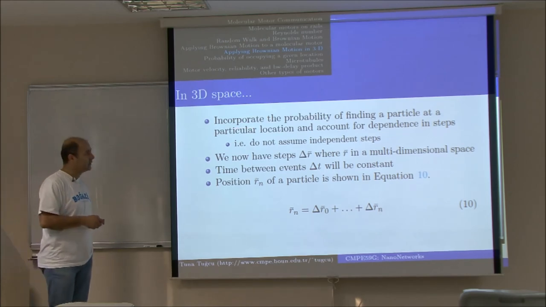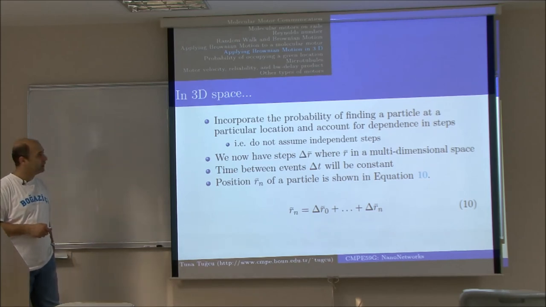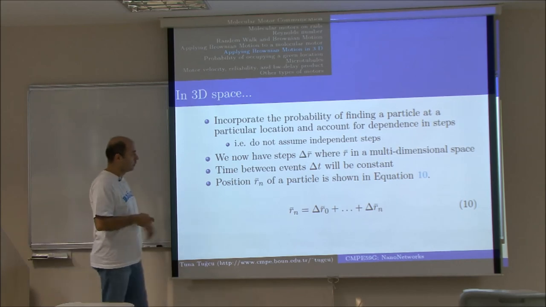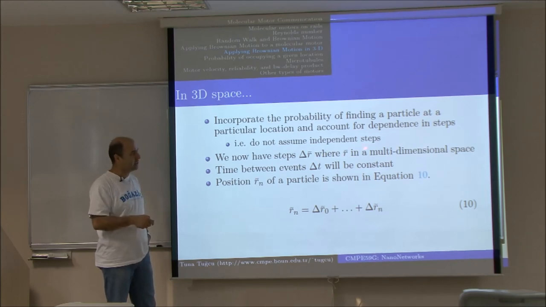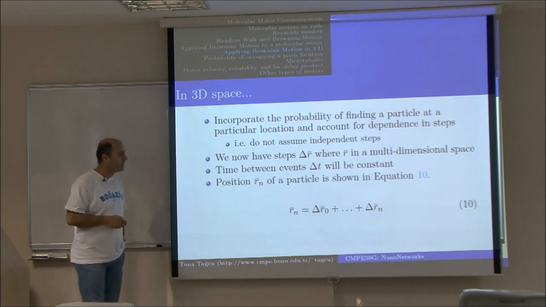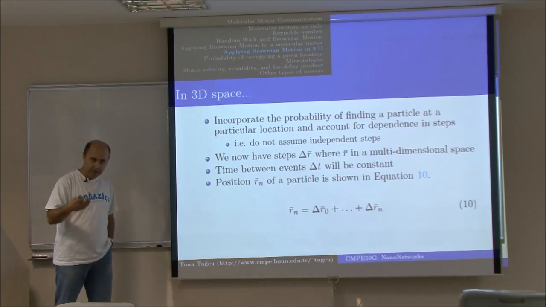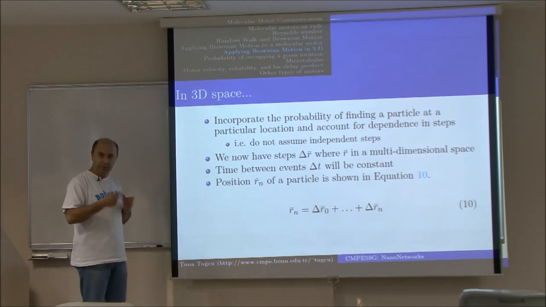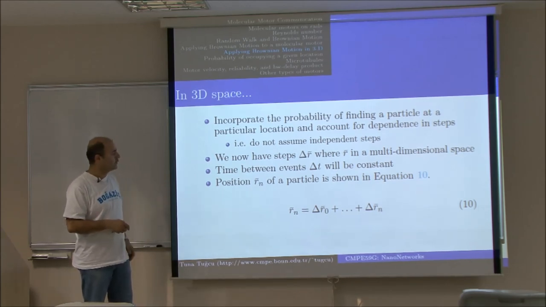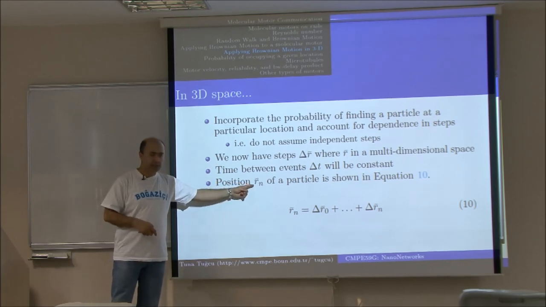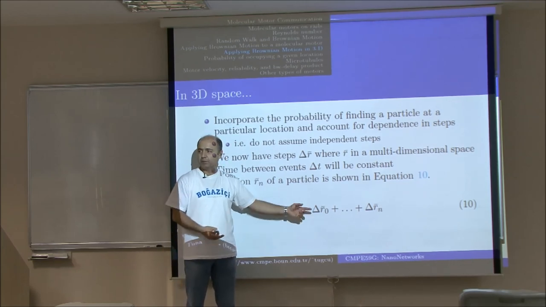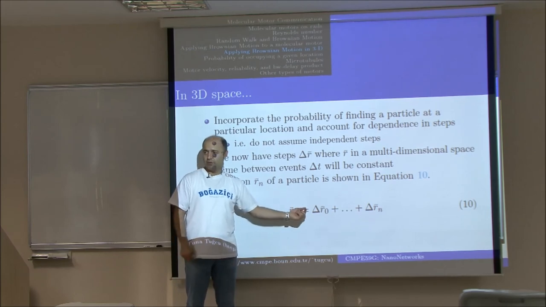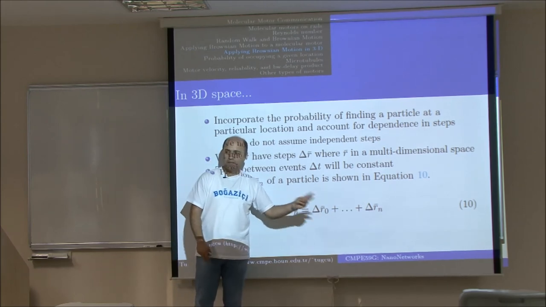We try to incorporate the probability of finding a particle at a particular position and account for the dependence in steps, so we're not assuming independent steps. We now have steps delta R hat, where R hat is a multidimensional space, and the time between the events is taken to be delta t constant. Remember, we're trying to simulate what will really happen. So taking delta t also to be constant, the new position after n steps in a three-dimensional space is just like the previous case. There we were doing it for a single dimension, z. Now you take r, which has x, y, and z embedded.